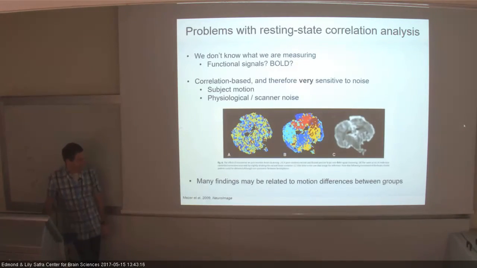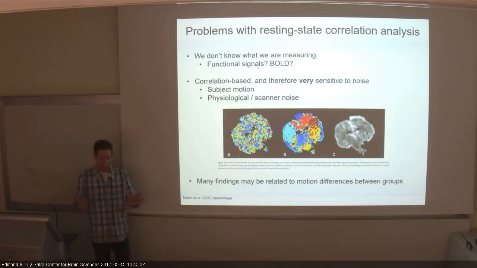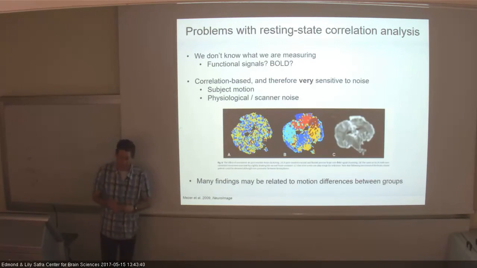Okay, just two minutes to talk about caveats and the problems of resting state connectivity. First, we don't know what we are measuring, right? We see the correlations. They're very low. They don't seem like functional activity as we know it. We don't really know what it is. It can help us get localizations of disturbances, but not exactly what's happening there.